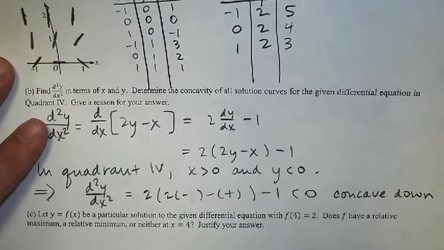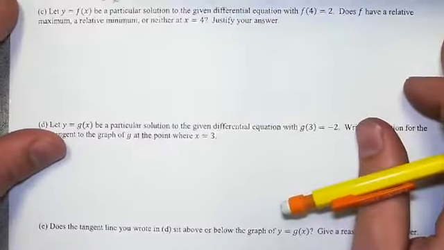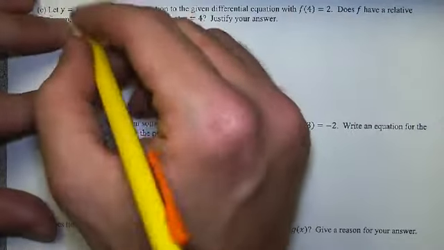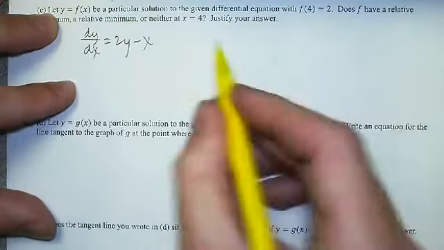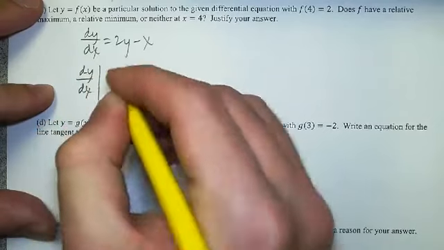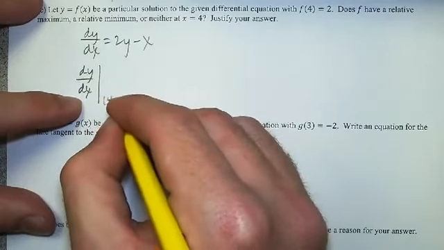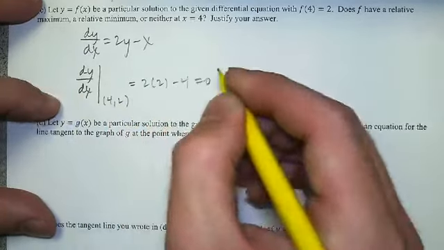Right? All right, and I think I'm going to, hold on a second, take this away, fold it a little bit, and I'll just copy the differential equation. Yeah, dy/dx is 2y minus x. All right. f of 4 is equal to 2. So dy/dx at the point (4, 2) is equal to 2 times 2 minus 4, which is 0.